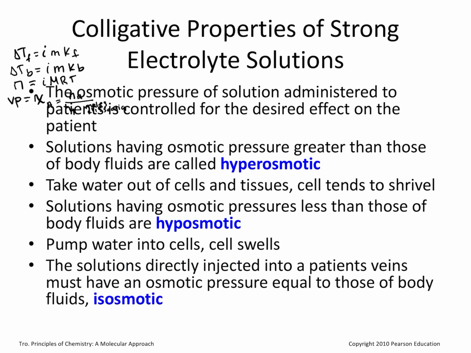And then lastly, we have intravenous solutions, which are IVs. Those that are administered directly into the patient's veins must have an osmotic pressure that's equal to the body fluids. So these solutions are called isoosmotic or isotonic. When a patient is given an IV in a hospital, the majority of the fluid is usually an isoosmotic, isotonic saline solution, a solution containing 0.9 grams of sodium chloride per 100 milliliters of solution.